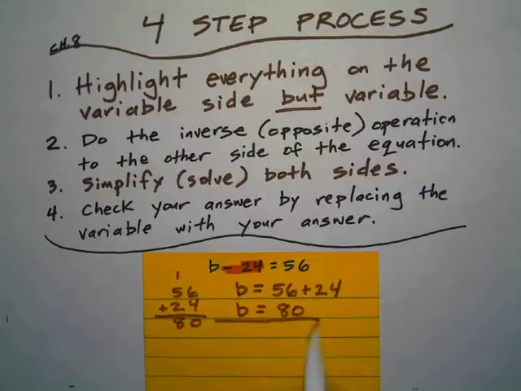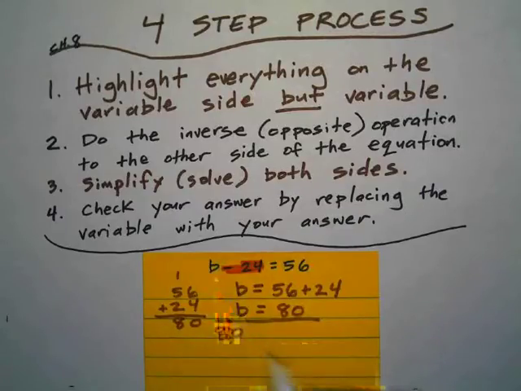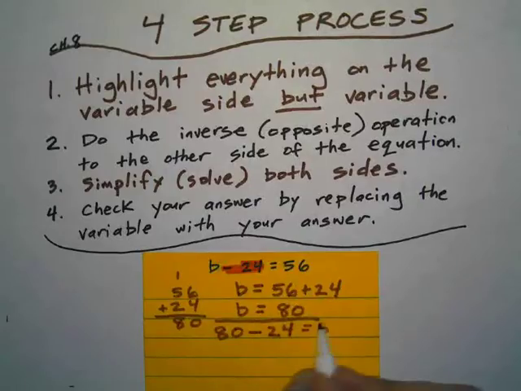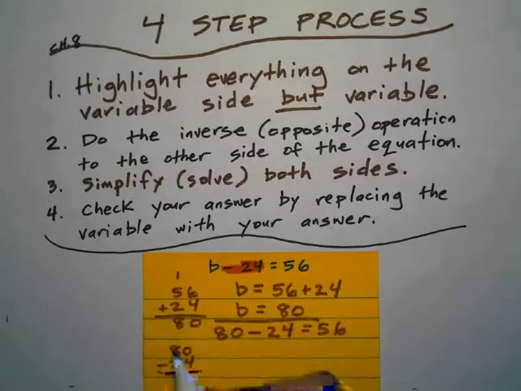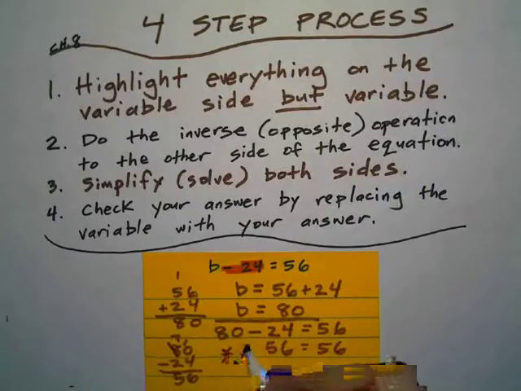Step 4, the final step, is to replace your answer in the original equation and then check to make sure it is true. 80 minus 24 is 56. 56 is right. You guys get yourself a couple of stars for a job well done.